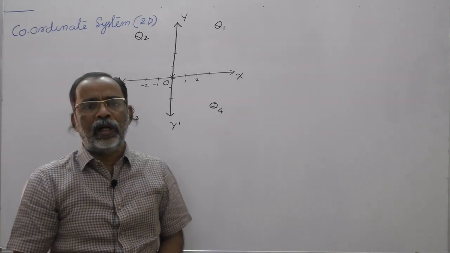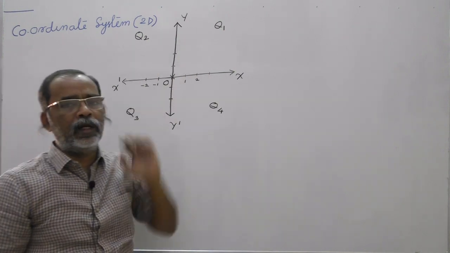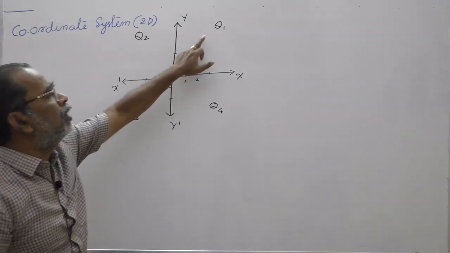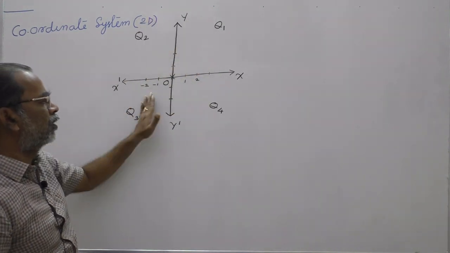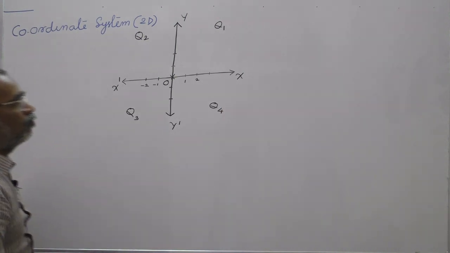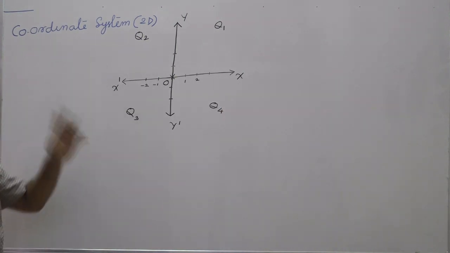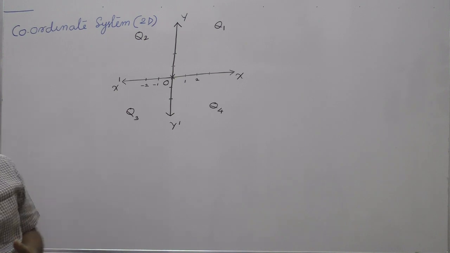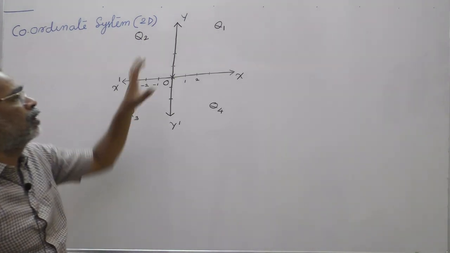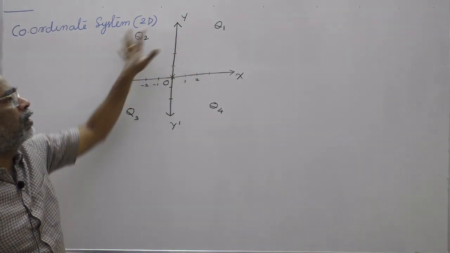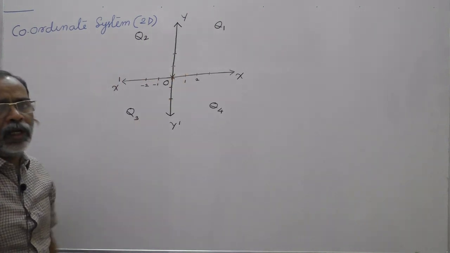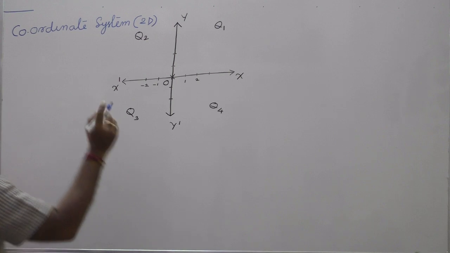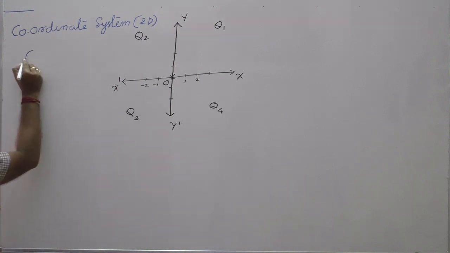The two coordinate axes divide the coordinate plane into four equal parts. Each part is called a quadrant. This is the first quadrant, second quadrant, third quadrant and fourth quadrant. Since it is coordinate geometry, what is coordinate geometry? The geometry which depends on this coordinate plane. The entire system is called the coordinate system. In this coordinate plane there will be infinite points. Every point in this plane is denoted by an ordered pair x comma y.